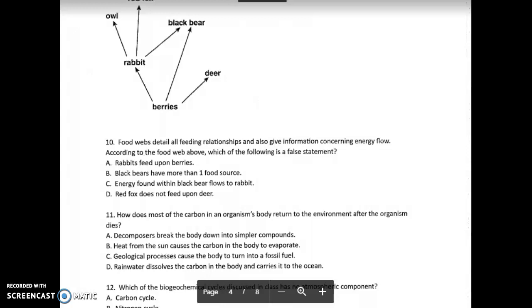Number 11. How does most of the carbon in an organism's body return to the environment after the organism dies? A. Decomposers break the body down into simpler compounds. B. Heat from the sun causes the carbon in the body to evaporate. C. Geological processes cause the body to turn into a fossil fuel. D. Rainwater dissolves the carbon into the body and carries it into the ocean.